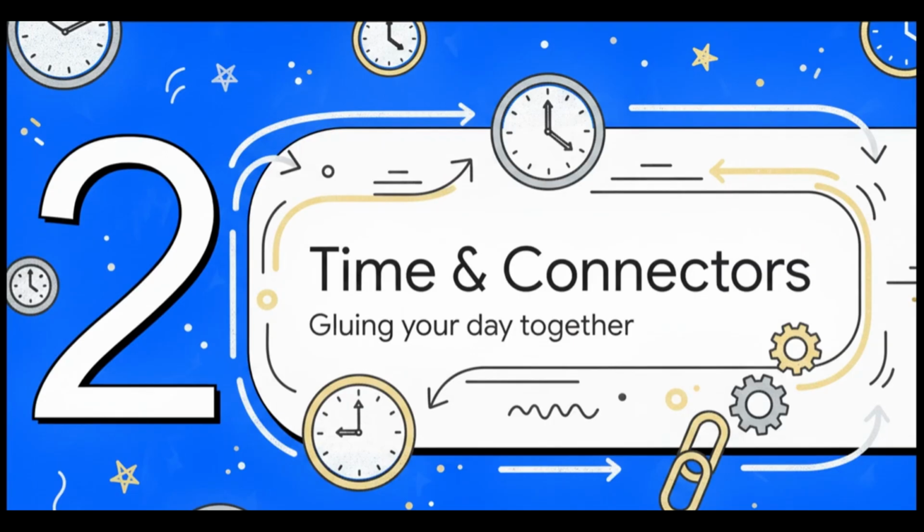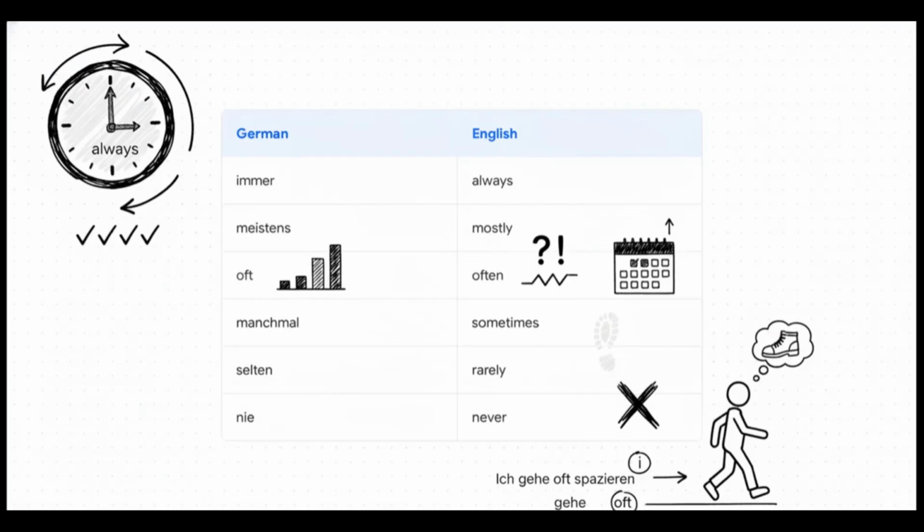Moving right along to Section 2, Time and Connectors. This is all about gluing your day together. You see, nobody wants to sound like a robot just listing disconnected facts, right? We need exact times, frequency words, and connectors to glue everything together into a compelling story. Take a look at these frequency expressions, ranked from most to least frequent. We've got immer for always, meistens for mostly, oft for often, manchmal for sometimes, selten for rarely, and nie for never.